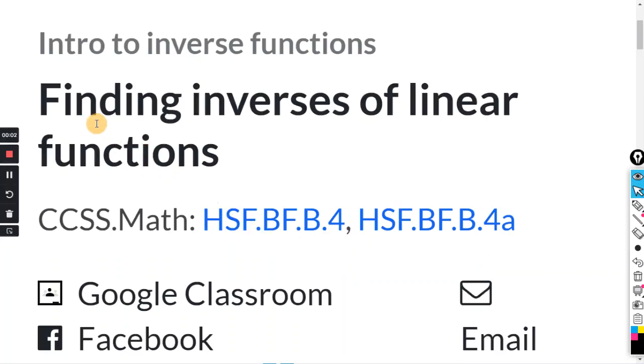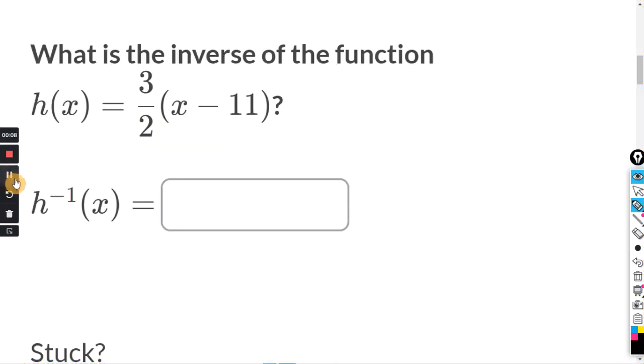This will be for the Khan exercise, finding inverses of linear functions. So they want us to find the inverse of this function here. And this -1 right here is not an exponent. That just indicates that it is the inverse function of h of x. So here's the original h of x, and this -1 is representing the inverse of that function.